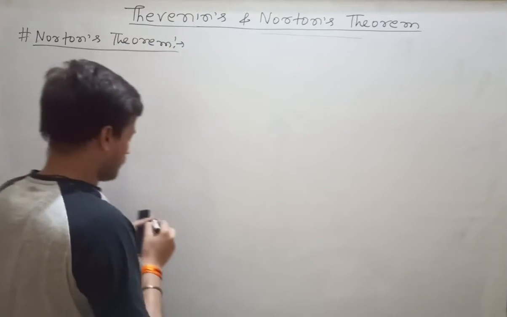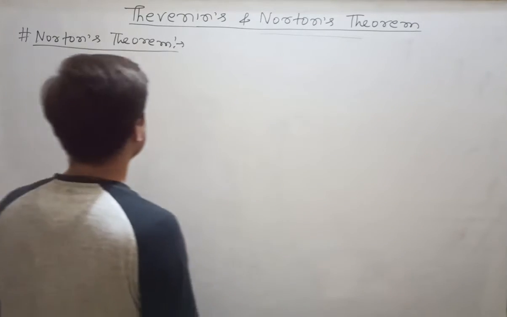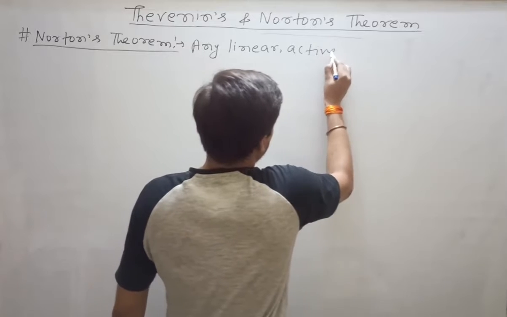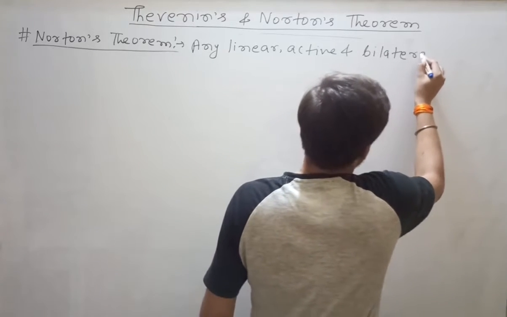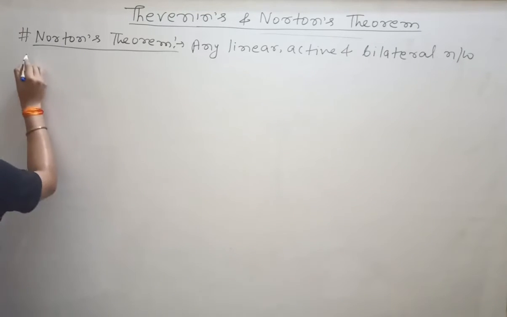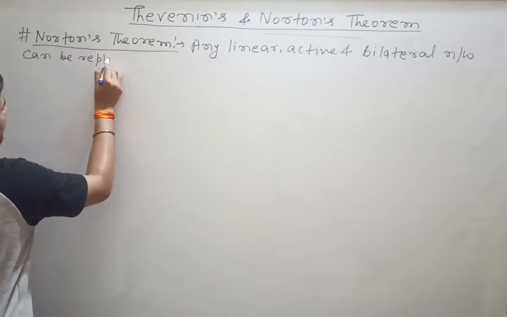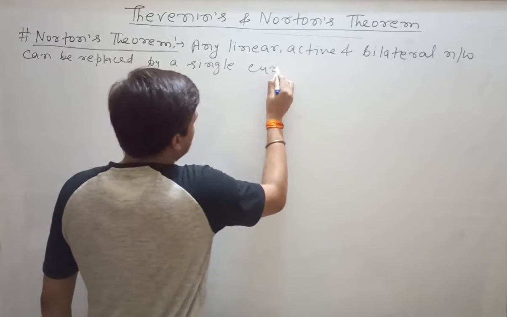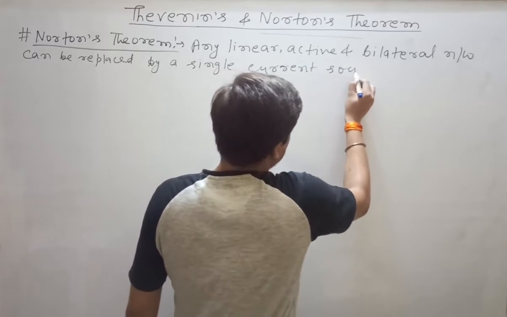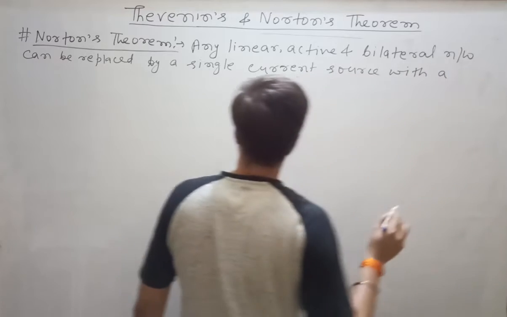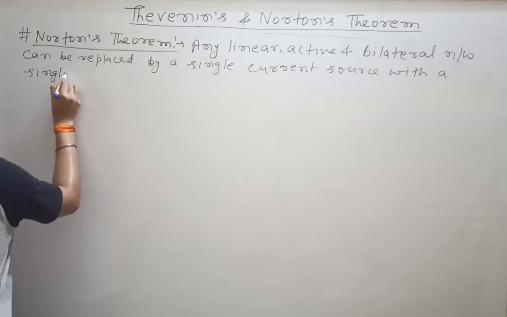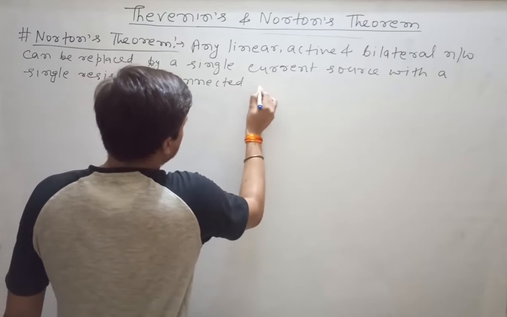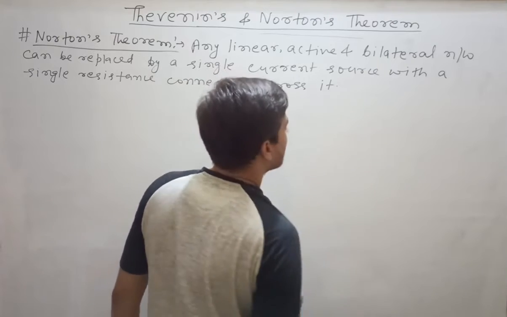Norton's theorem. What is the statement of Norton's theorem? Any linear, active and bilateral network can be replaced by a single current source with a single resistance or impedance connected across it. Connected across means parallel connection.